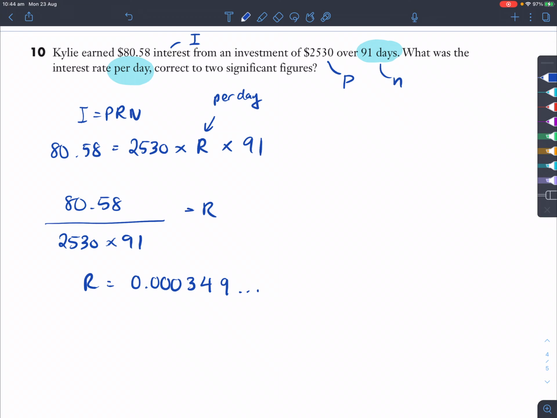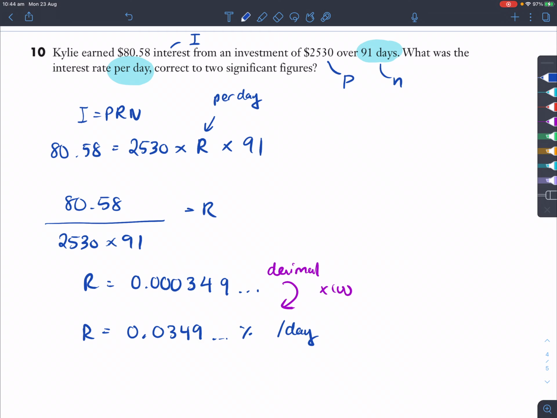But the thing is, we want to multiply this by 100, since this is just a decimal, and we have to get that to a percentage. So if we multiply our answer in our calculator by 100, we get 0.0349... as a percent. This is per day, right?